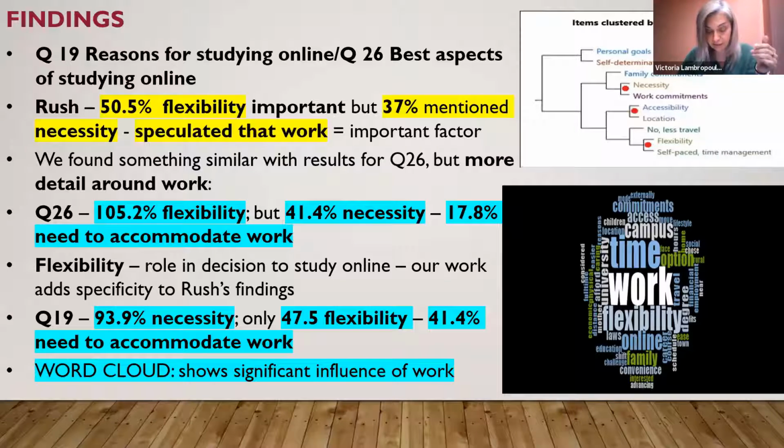And then closely followed by accessibility. Now, accessibility means accessibility to higher education. So presumably, they do not have a traditional bricks and mortar university close by that they can access. So this is why they are studying online.